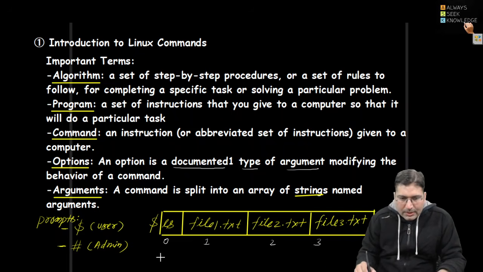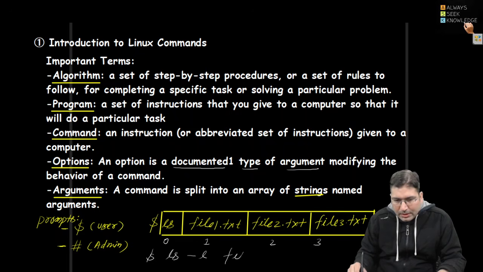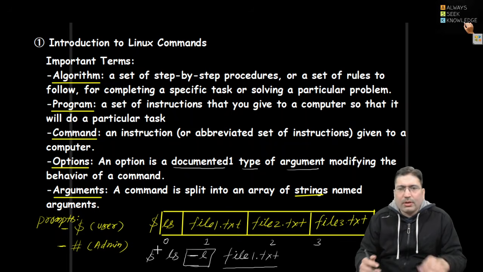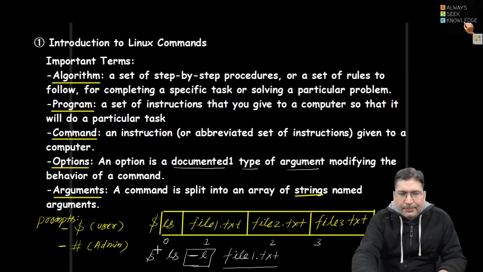So if I write a command on the dollar prompt, ls hyphen l file1.txt file1.txt, everything is an argument here. This is also an argument, this is also an argument. But this argument is a documented argument. It starts with a hyphen, and this is considered as an option. So options we use to modify the default behavior of a command, right?